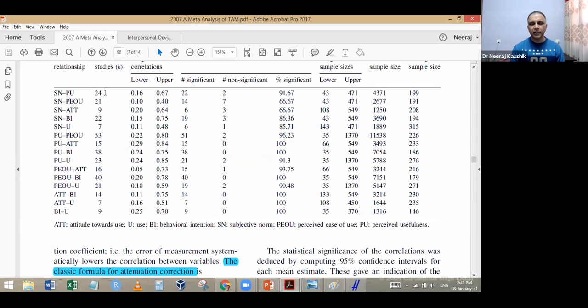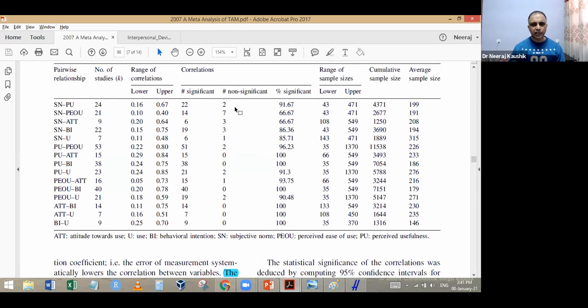So naturally, it will be a natural extension of SLR. In the SLR, you always do it for a pair of variables, that means always for a particular relation. So they were able to identify 24 studies in which the relation of subjective norm to perceived usefulness was proposed or studied. Out of these, 22 times R was significant and 2 times R was not significant.